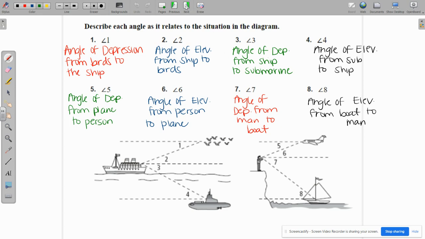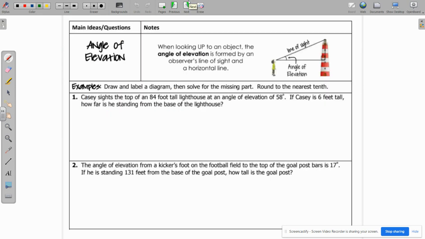So how is this going to help us, and how does this tie into trigonometry the way that we've been using this? Well, we're going to draw some examples, and again, I just highlighted that the angle of elevation is when you're looking up. So here's your horizontal, the angle of elevation is above it. We're going to draw and label a diagram and solve for the missing part. And in any of these questions, you can round your answers to the nearest 10th.